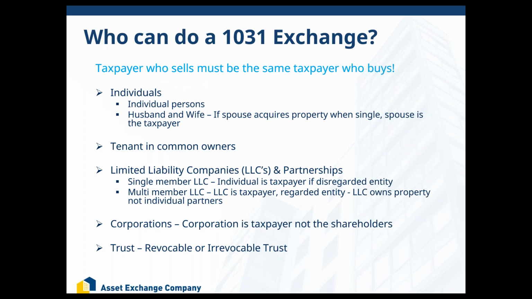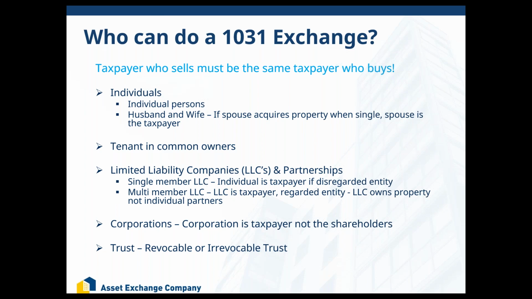We're going to take title to the property as tenants in common. I'm going to own 50% of it and he's going to own 50% of it. So we buy this investment property 50-50, as tenants in common. Now we hold on to it for a period of years, and then at some point we decide we want to sell it.